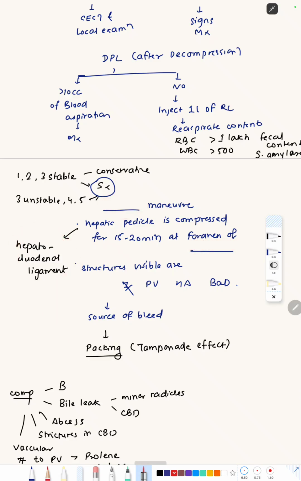Now what are the structures? The structures visible are given by the old mnemonic that we see in the liver transplant.